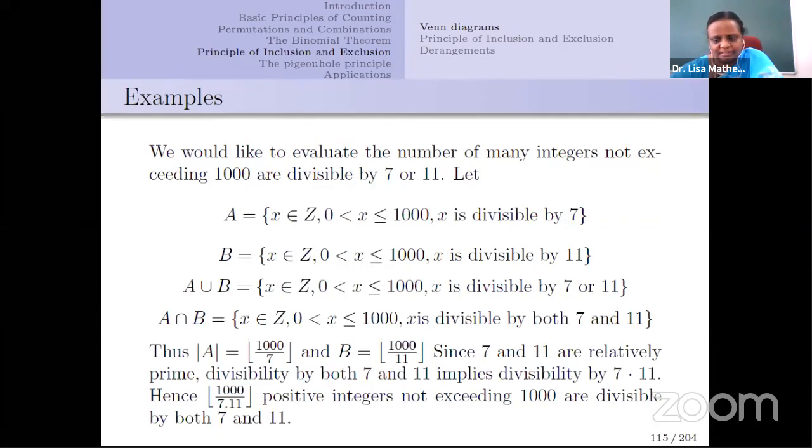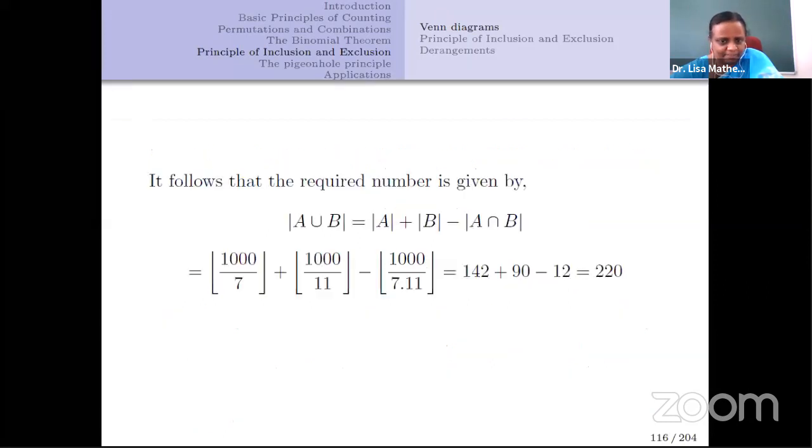Now let me put all this back into the equation. The required number is the size of A union B, which is size of A plus size of B minus the size of A intersection B. I've evaluated each of these separately. So when I substitute all this in that formula, I get a total of 220.